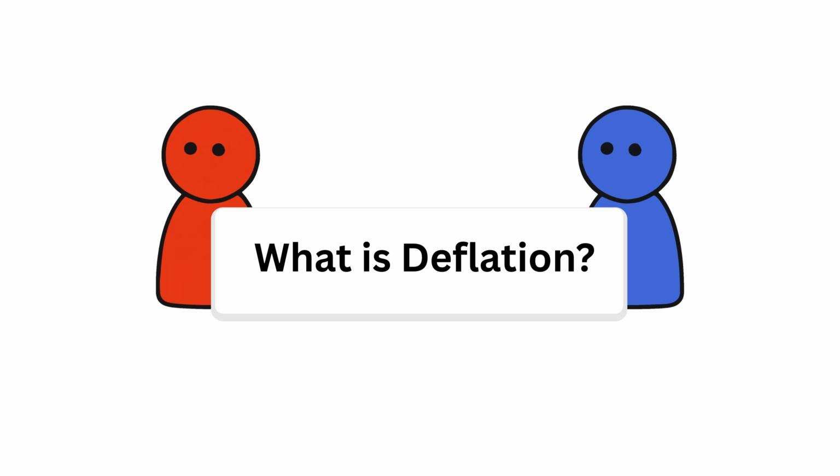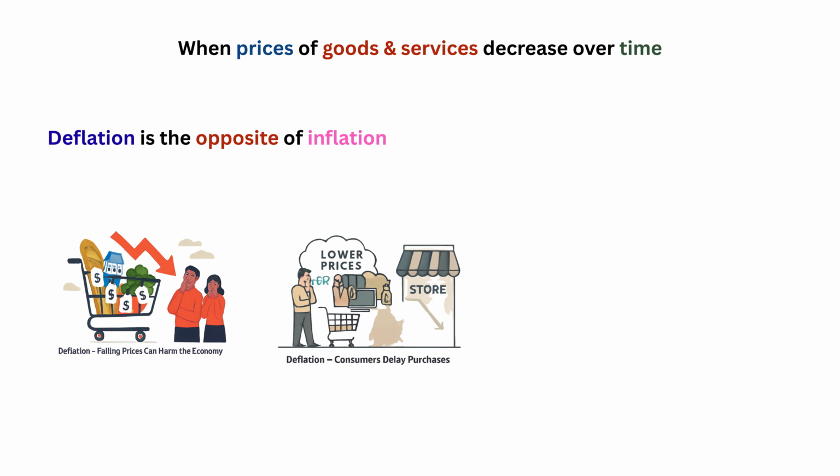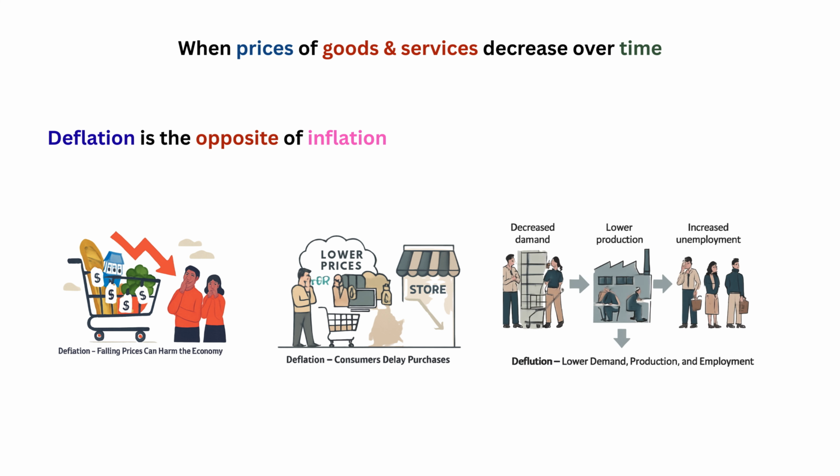What is deflation? Deflation is the opposite of inflation. It's when prices of goods and services decrease over time. While this might sound good, it can cause problems for the economy. When prices fall, people may delay purchases, expecting even lower prices. This can lead to decreased demand, lower production, and increased unemployment.